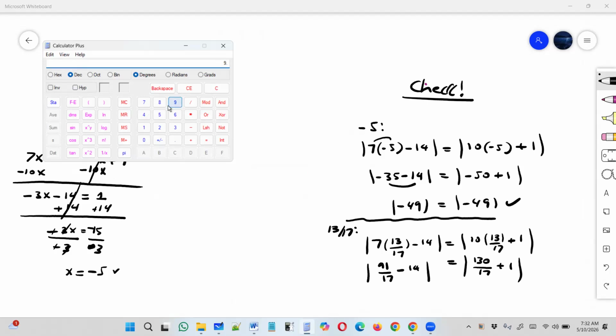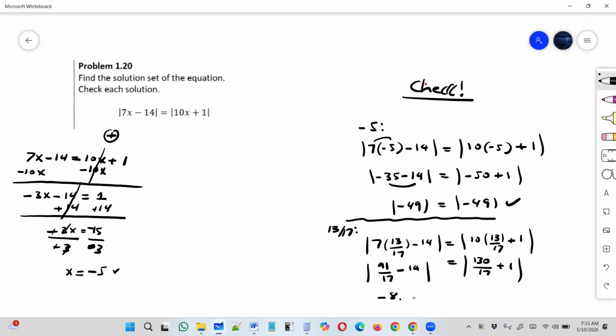So let's do 91 divided by 17. I think the answer is obvious. You don't even need to do that, but I'm going to show you anyway. I divided 91 by 17 and we got 5.35. Now, minus 14. So this is negative 8.6470, approximately. So let's see if that's the same as that.